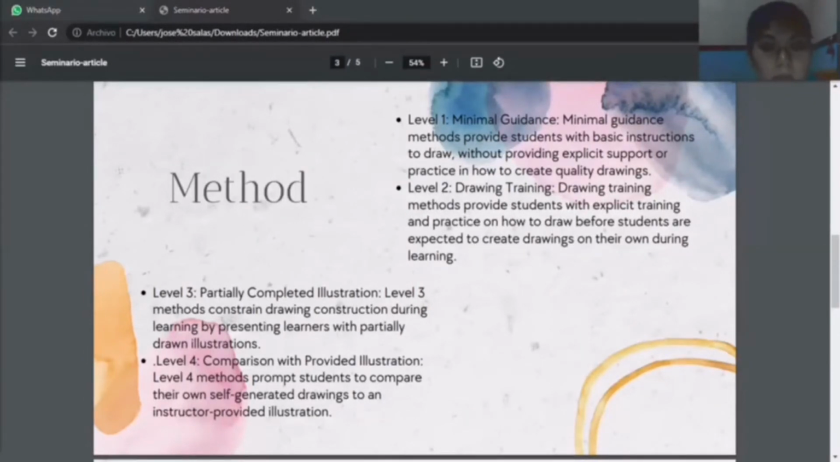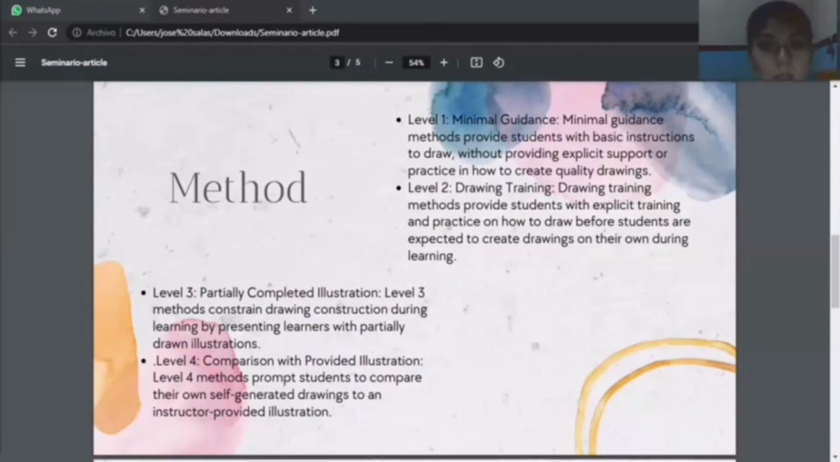Basically, here students don't have any kind of training before drawing. So they use their own knowledge about the topic, and there is no kind of previous training. In level 2, we have drawing training. In this level, there is a previous training where students can learn a little bit more about drawing so they can put it into practice during the learning process.